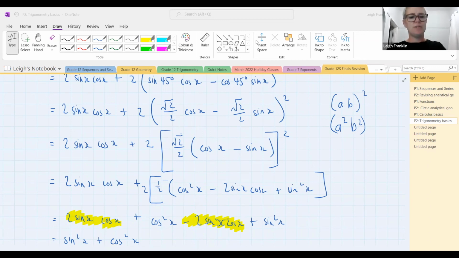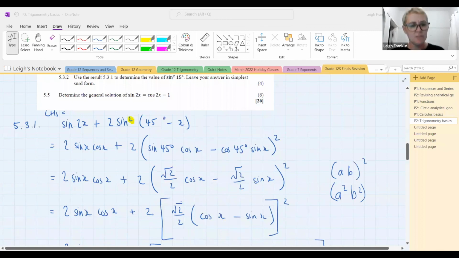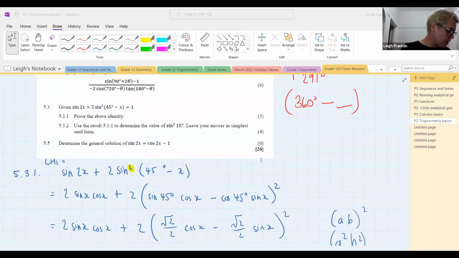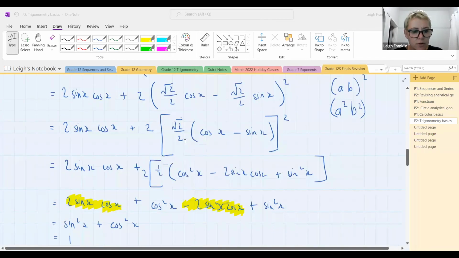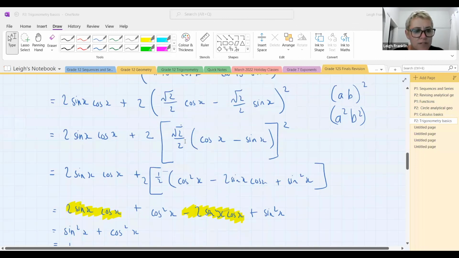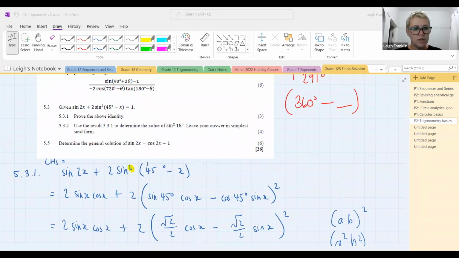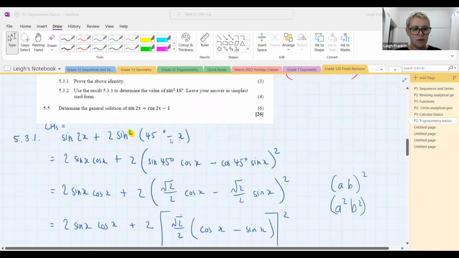Good. I'm glad you understand the identity. Thanks for picking that question. Let's see if we can do 5.3.2, and then I think we'll have to call it a day. I don't think we're going to have time for anything else. They've said, using our result, determine the value of sine squared 15.